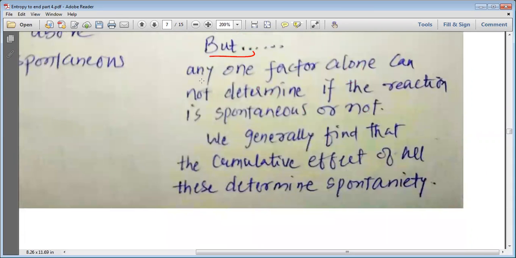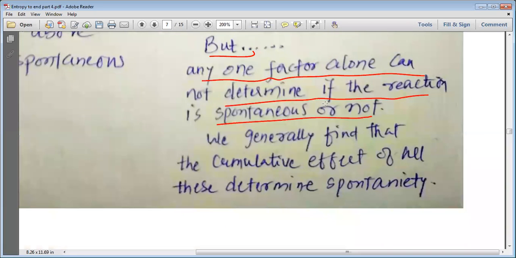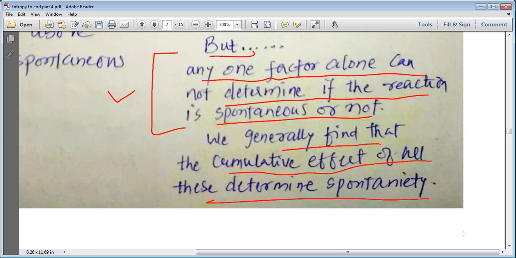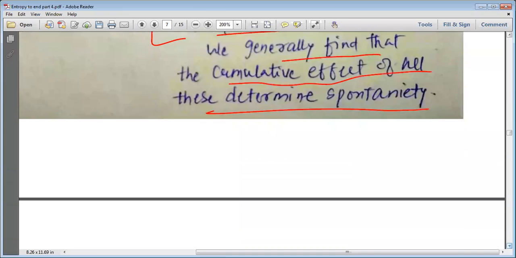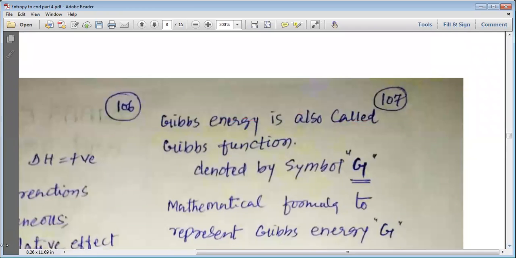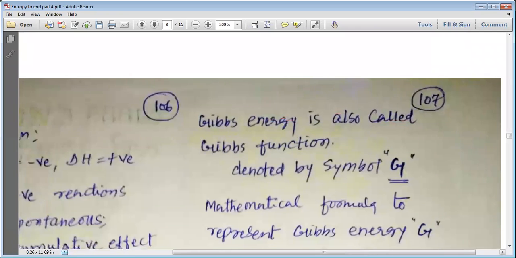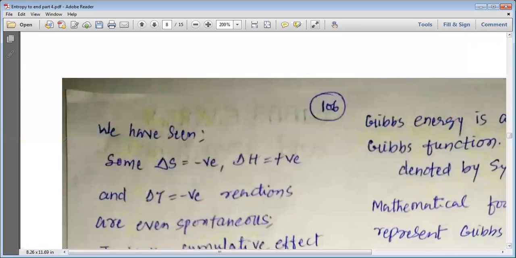But what happens? Any one factor alone cannot determine if the reaction is spontaneous or not. From any one factor like temperature, entropy, or enthalpy, we cannot determine whether the given reaction is spontaneous or not. We find that the cumulative effect of all these three determines the spontaneity. So if we want to determine the spontaneity of a particular reaction, we will have to consider these three factors.